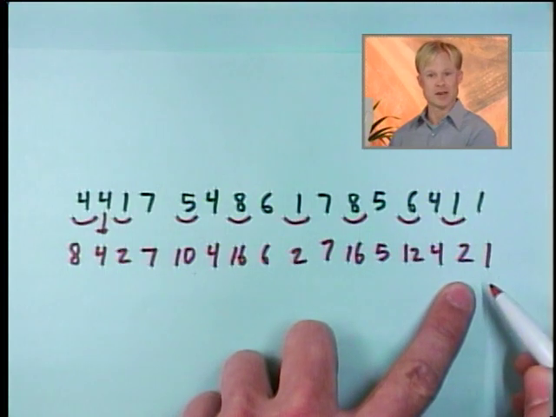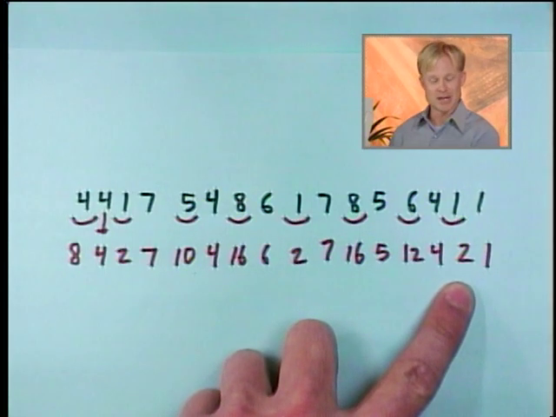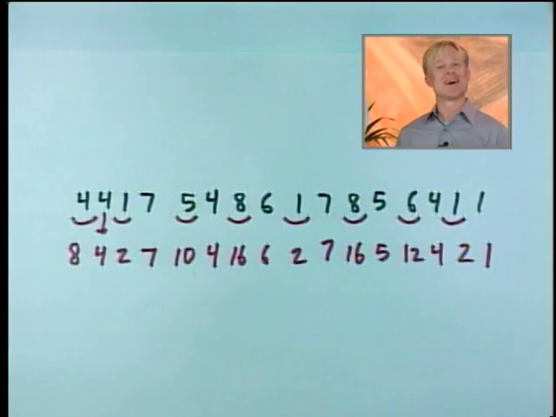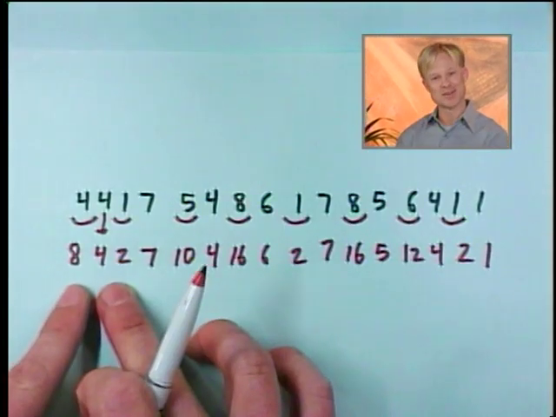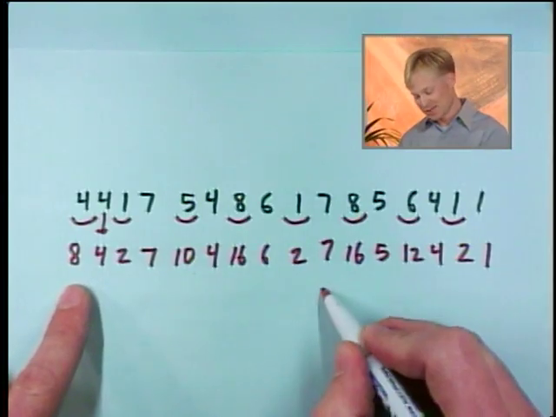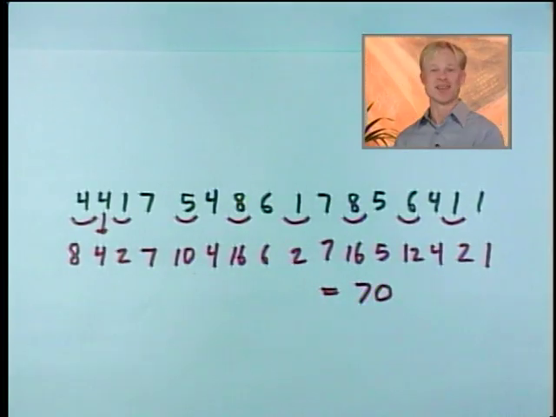Uh-oh, mine's not coming out right. I must have added wrong. You'd think I could add by now, huh? All right. I added this ahead of time to make sure it would come out right, so I don't know if I just did it wrong out loud in my head or what. But this total should come out to be exactly 70.